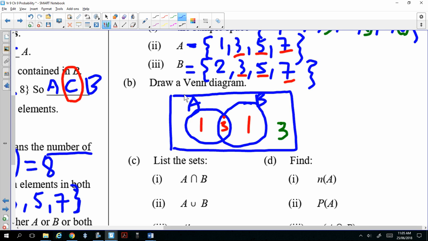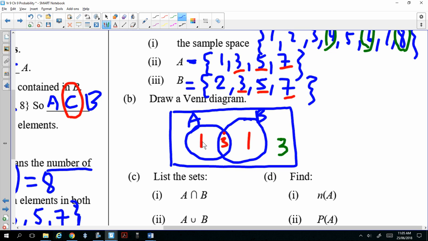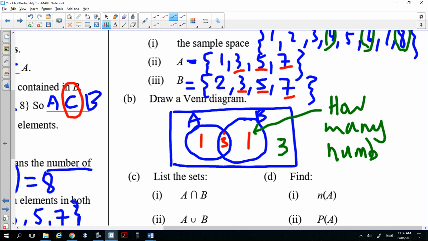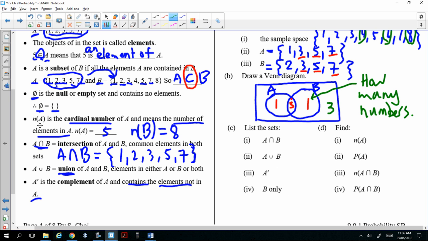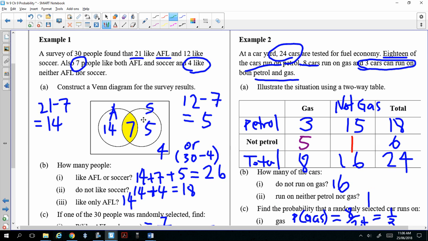You're writing how many elements? How many numbers? I think the rule is for a Venn diagram, you always write down the number of elements. Just like the one before, you write how many elements, right? So it can be a bit tricky.